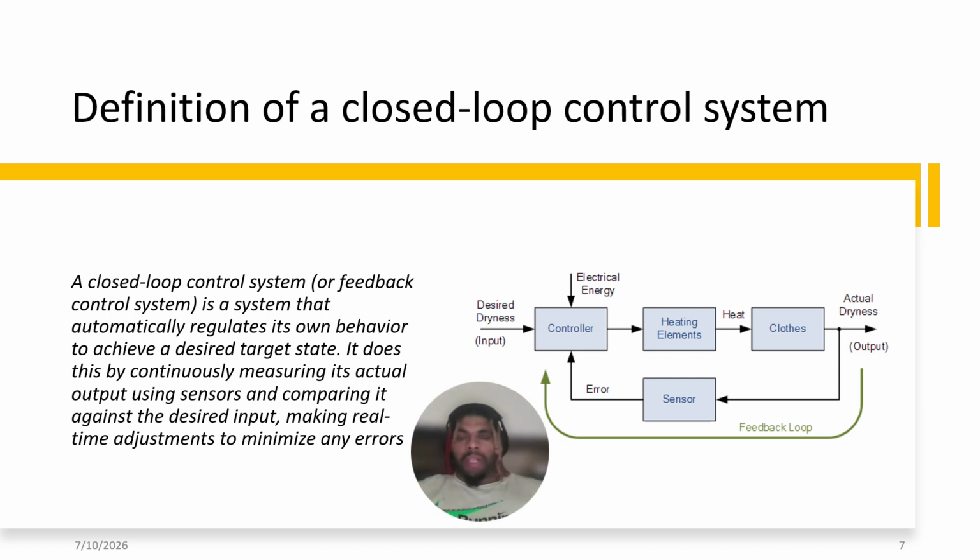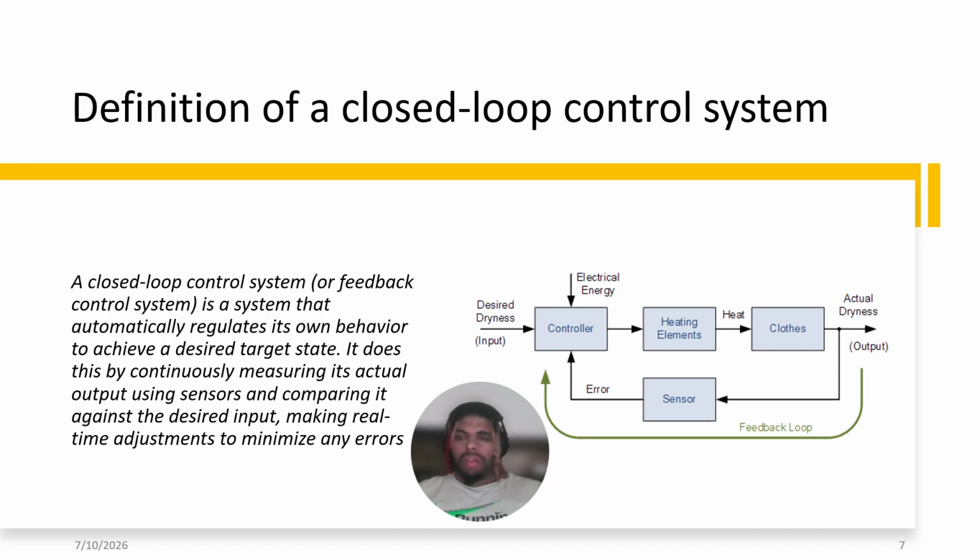a schematic or setup configuration for a closed loop control system for a dryer. On the left side, we have a desired dryness. This is our set point. Then we have our controller. We have electrical energy going into that controller, making it operational. From the controller, it sends a signal to the heating elements that heat the clothes. The actual dryness is our output.